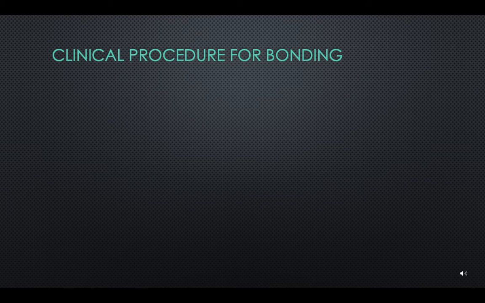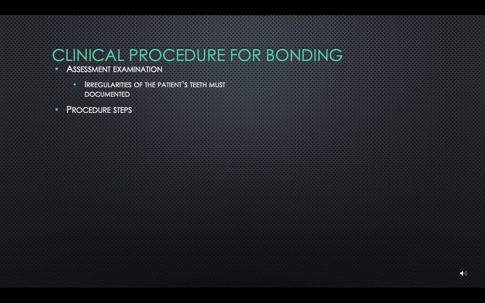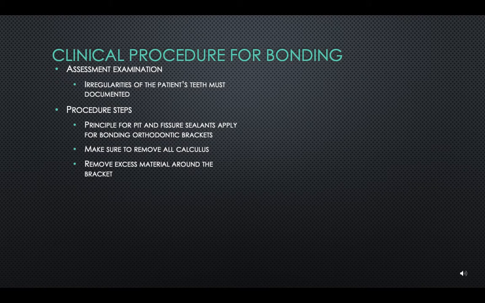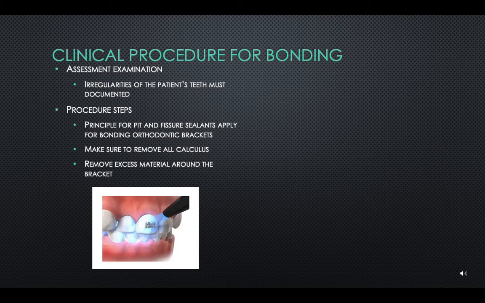Clinical procedures for debonding. Assessment examination. It's important to document all irregularities of the patient's teeth in order to prevent any misunderstandings after debonding. The procedures are: principles for pit and fissure sealants apply for bonding orthodontic brackets. Make sure to remove all calculus and remove excess material around the bracket.